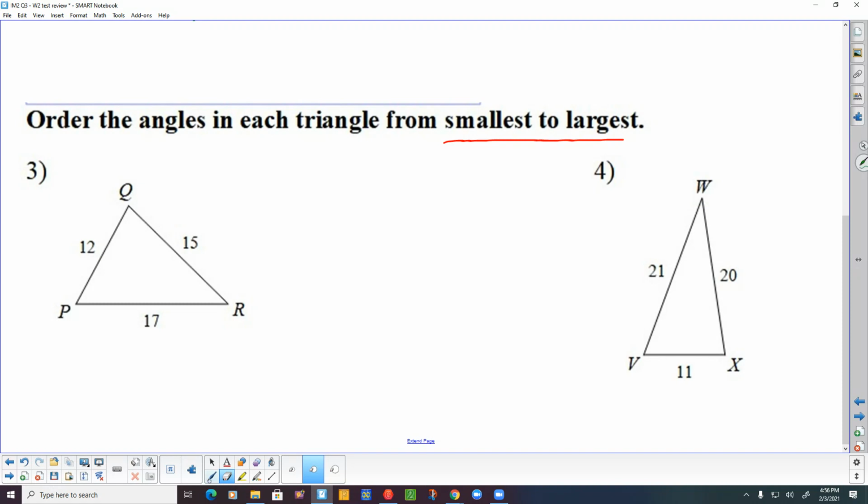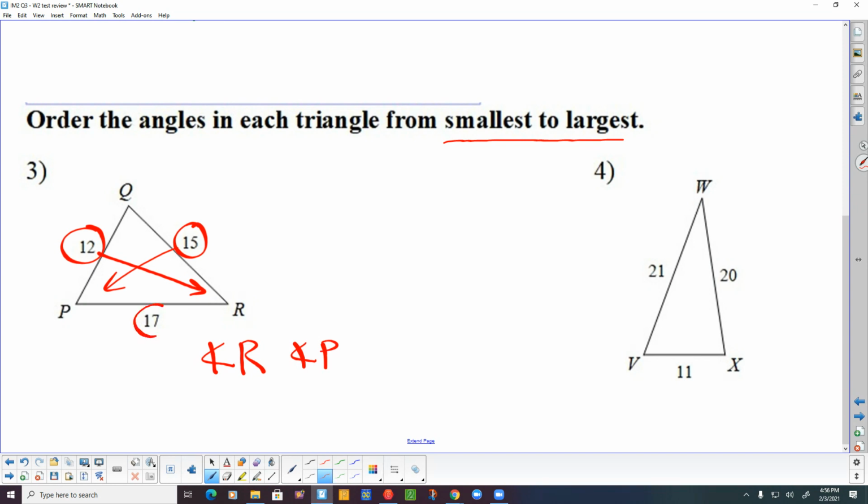I didn't realize my stuff was still up there. Okay, order the angles in each triangle from smallest to largest. Well, I know that the smallest side will always be opposite the smallest angle. So angle R. Medium, 15, angle P. And long side should be opposite the big angle, angle Q. Can you do the same thing for number 4? Put them in order by the angles from smallest to largest.